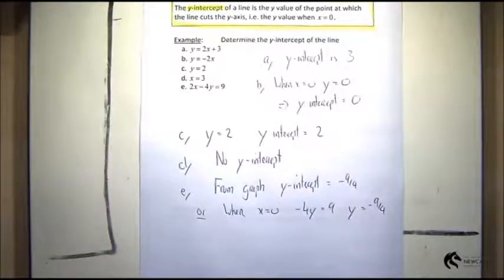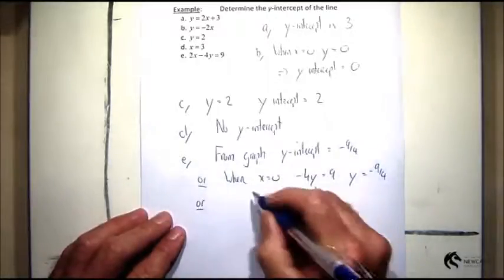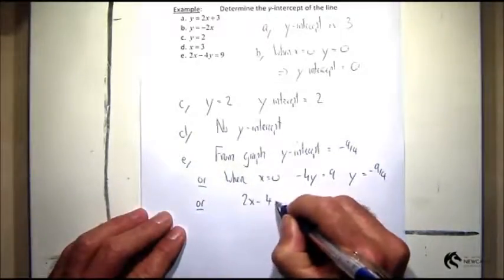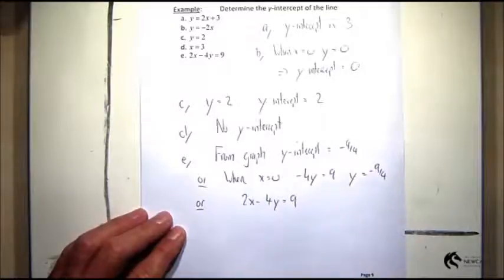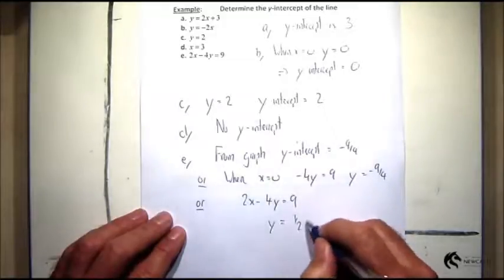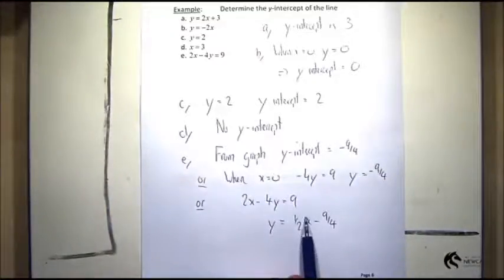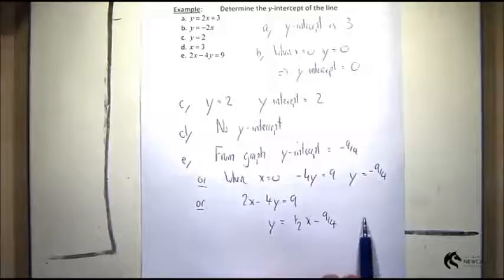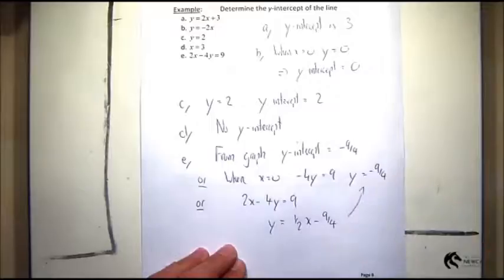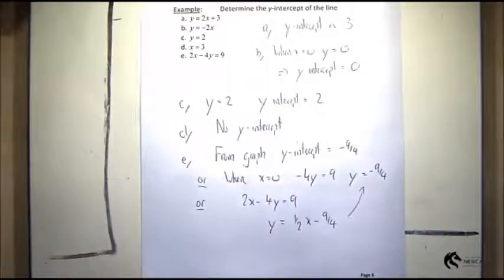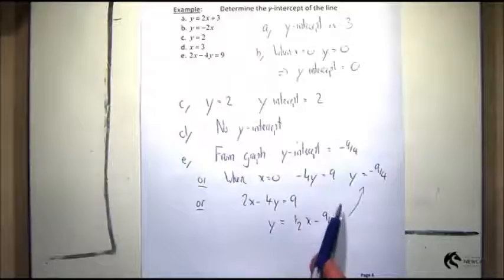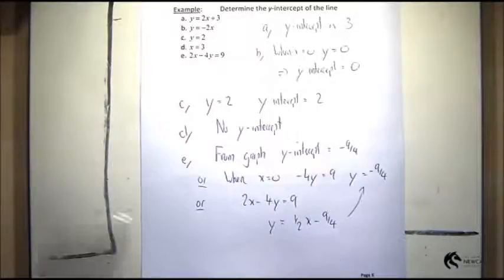Or I could do this. We saw before that if I had 2x minus 4y equal to 9, I could rewrite that with y as the subject. And when I did that, I got y equals a half x minus 9 on 4. If I put x equal to 0 there, you can see that the constant term is your y-intercept. So, therefore, the y-intercept is minus 9 on 4. In fact, we can always see that the y-intercept is given by the constant term when the equation is written in the form y equals mx plus k. So we can say that.